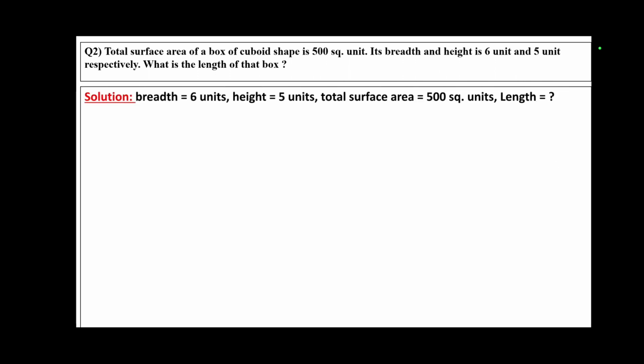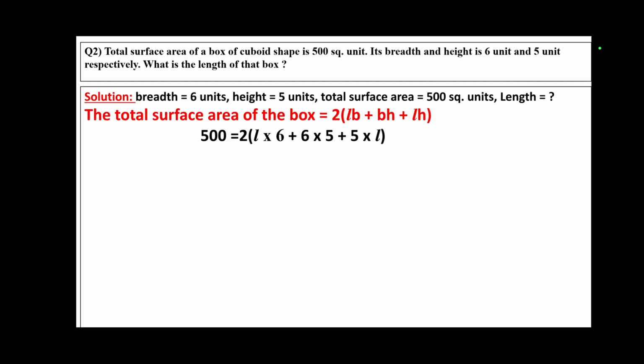If length and height are 6 units and 5 units respectively, what is the length of that box? Here we have the area, we have the breadth and we have the height. Length we have to find, breadth is given. So the surface area of a box: total surface area of a box equals 2 times (length into breadth plus breadth into height plus length into height).